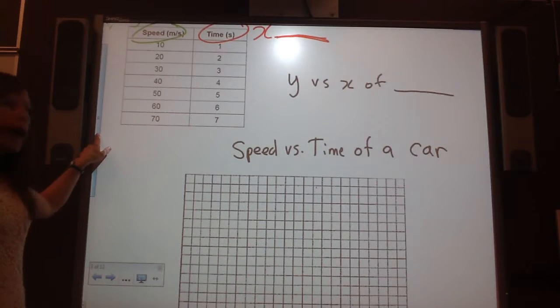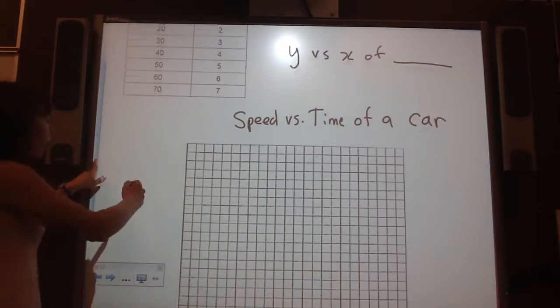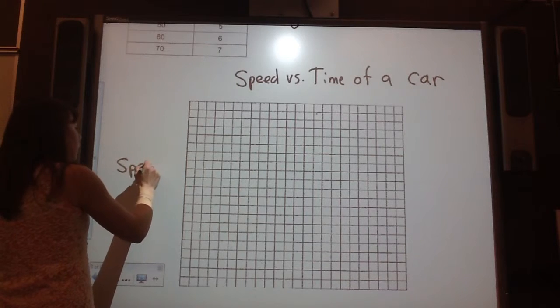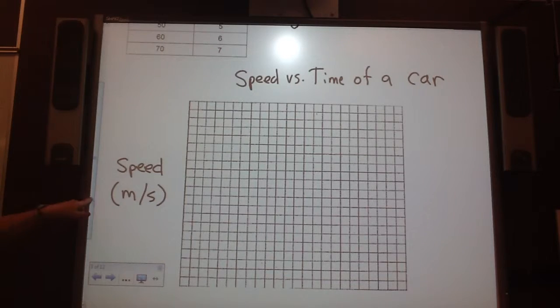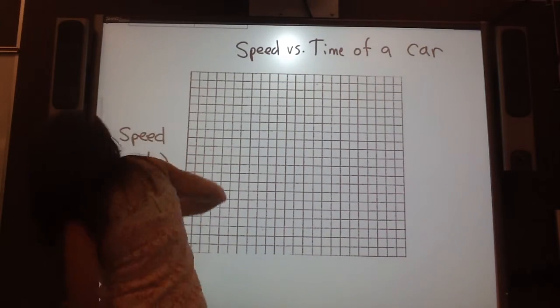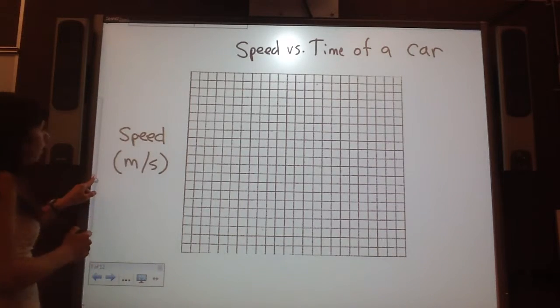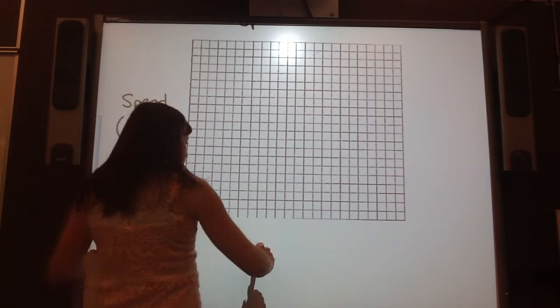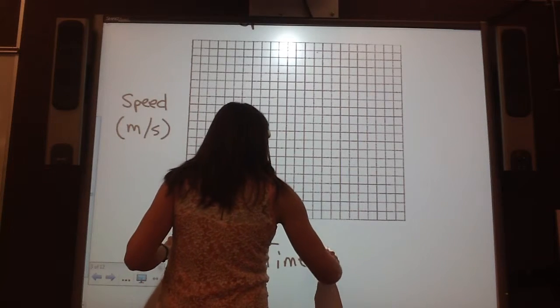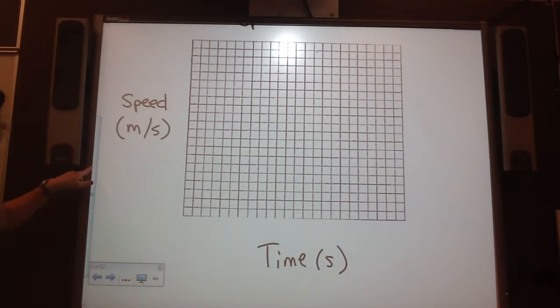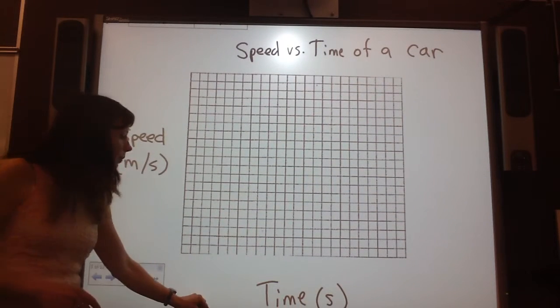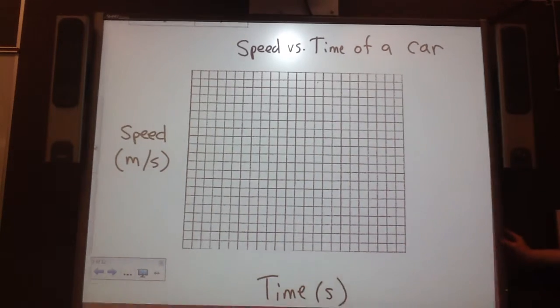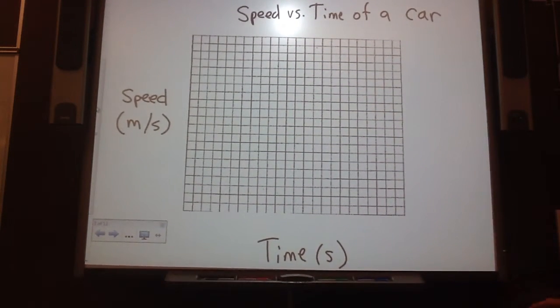So, next, we label our axes, okay? On the y side is speed, and we put it in meters per second, because that's the units we were given. You can write it like this way if you want. It doesn't matter to me. And then we will put on the bottom time in seconds. Okay, so we've got our title, we've got our axes, we've got our units.